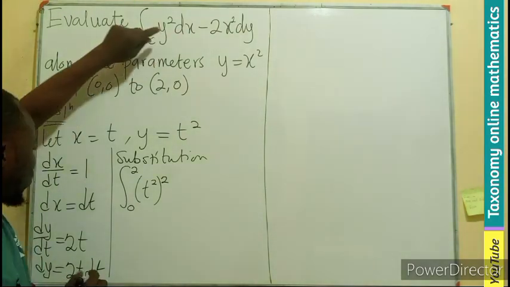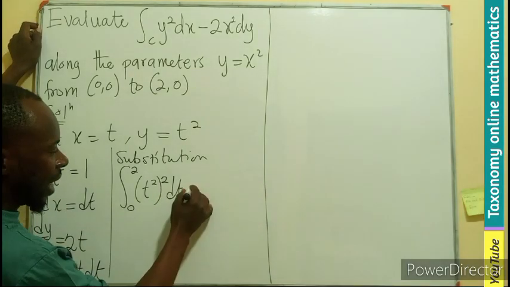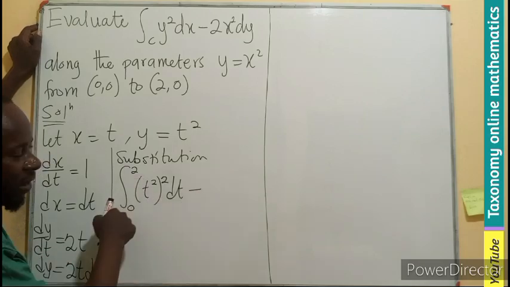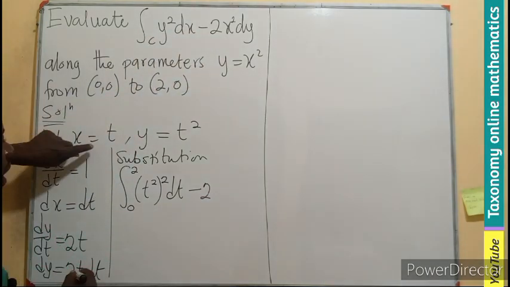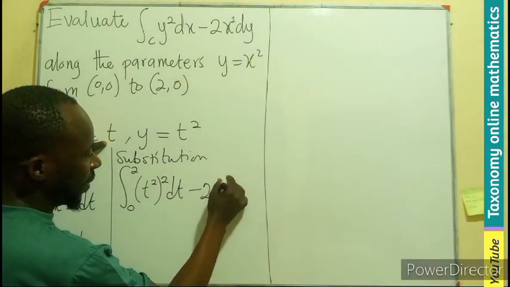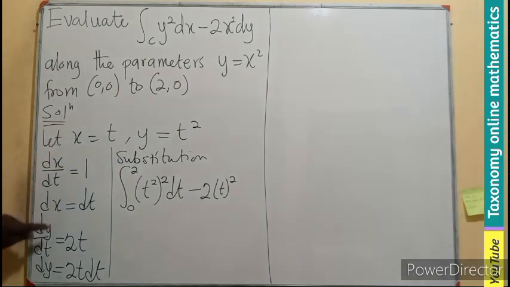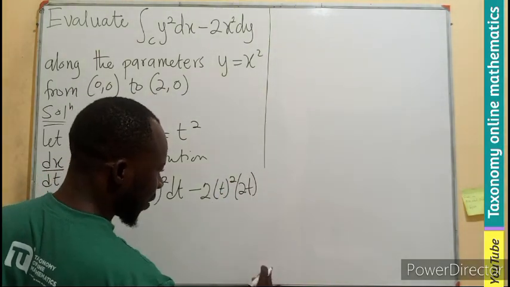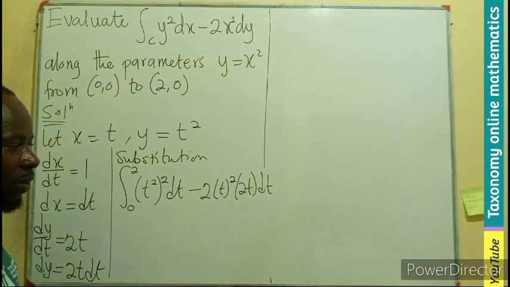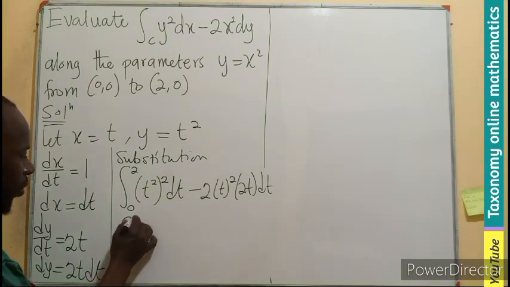Then we replace dx. Where is our dx? dx is dt. Then minus. Don't forget, all this is affected by the same integral. So let's put our 2. Let's bring our x. Where is the x? x is t, and t is also going to be squared. Then let's go for dy. Where is our dy? dy is 2t dt. So I have into bracket 2t, then dt.